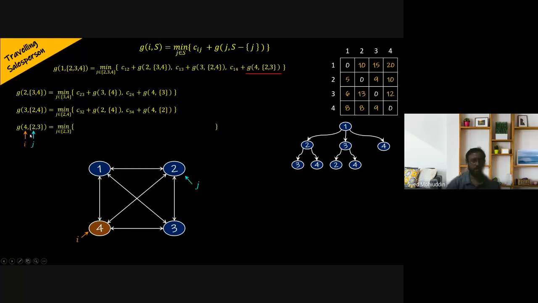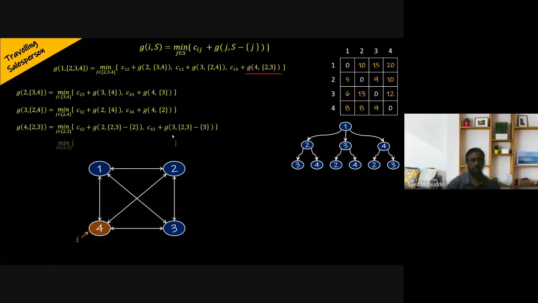So I is 4 and we consider J as 2 at the first instance, and then we will compute the cost of H42 plus G of 2, because J is 2 and the set is 2, 3, that is S minus 2. In the same way, we consider now J as 3 and compute the cost from 4 to 3, that is H43 plus G of 3, because J is 3 now and the set is 2, 3 minus 3, set 2.